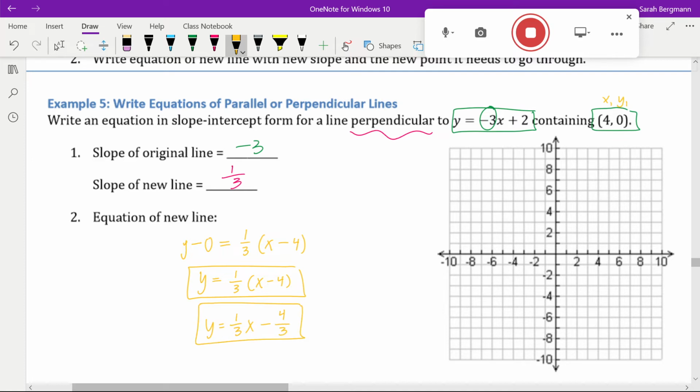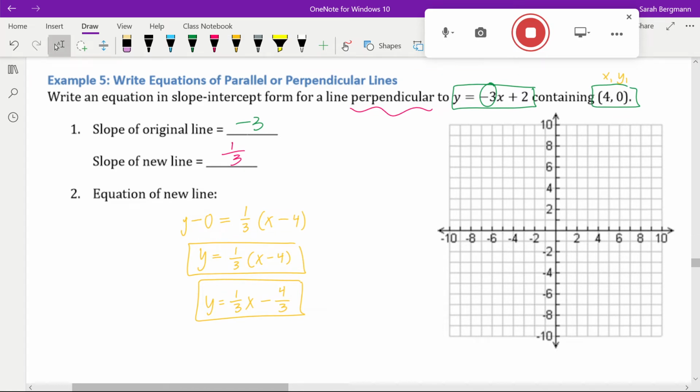Either equation is correct. Now, if you wanted to plot these points, you could do that as well, to plot the line originally and the new equation that you came up with, just to make sure they look perpendicular. But it's not totally necessary. It's an option. The instructions don't say you have to graph it.